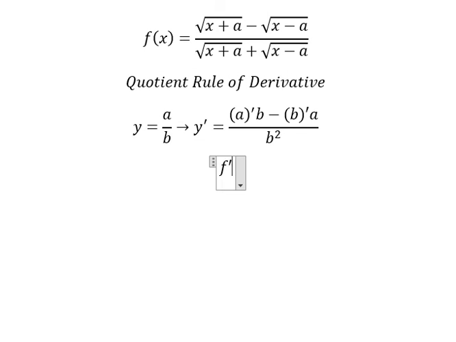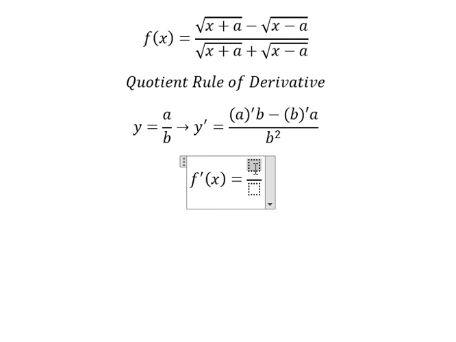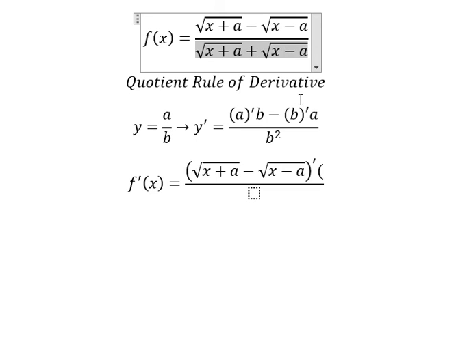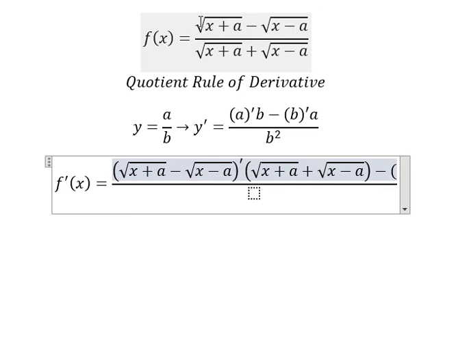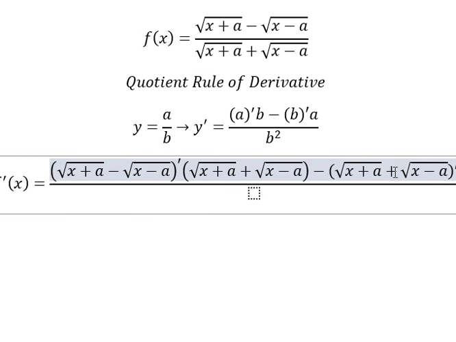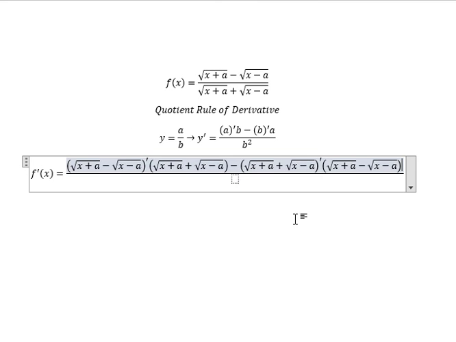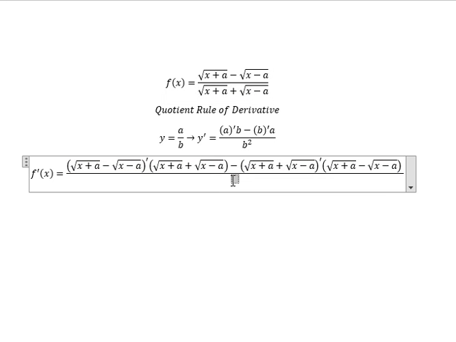So we need to do the first derivative of this one, multiplied by this one, minus the first derivative of this one, multiplied by this one, over this one to the power of 2.